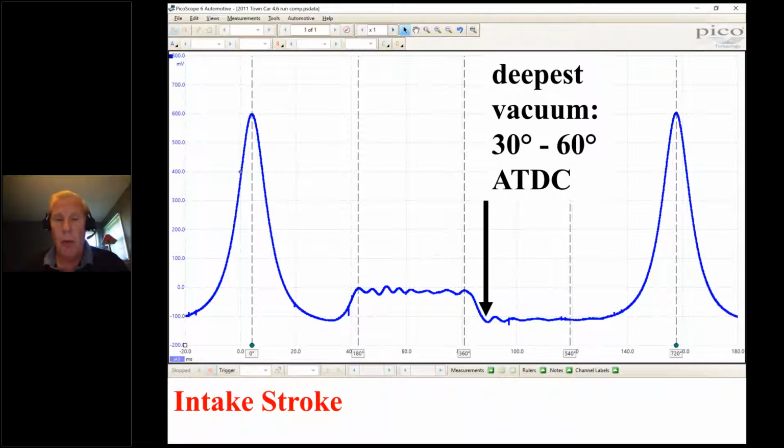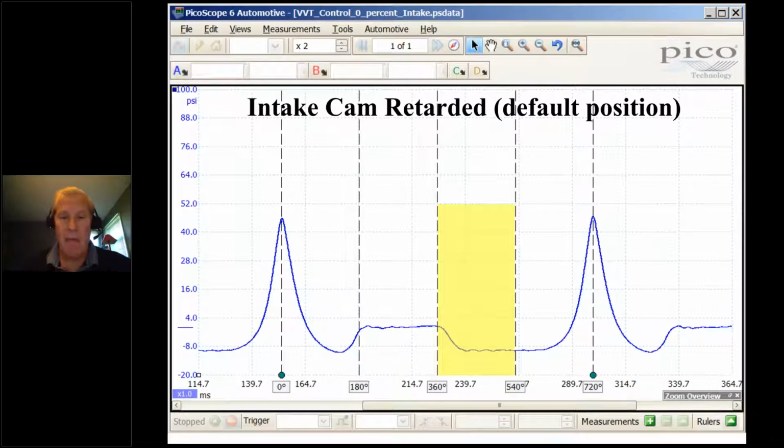So let me show you a specific Toyota example. I have a Toyota Camry with a 2.4 liter engine that has intake cam phasing only. And I'm going to use the scan tool to phase the intake cam. But a little bit of background first.